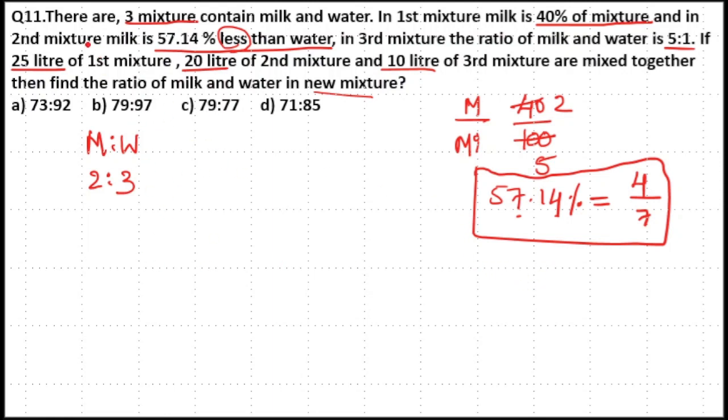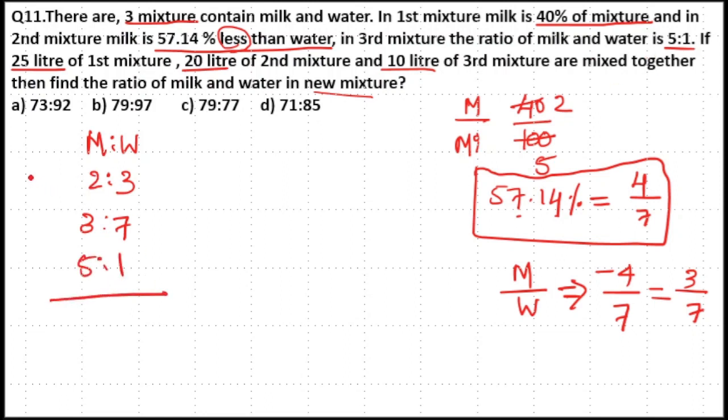So here milk to water ratio. Milk is 57.14% less than water. So milk to water ratio, that means minus 4/7. This is less than water, so minus 4/7. That is, if water is 7, milk will be 4 less than 7, that is 3. 3/7 will be the milk to water ratio. If water is 7, milk will be 7 minus 4 is equal to 3 part. So 3:7 is milk to water ratio. Next is third mixture, milk to water ratio is 5:1.